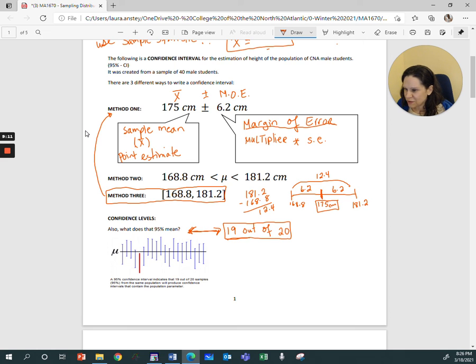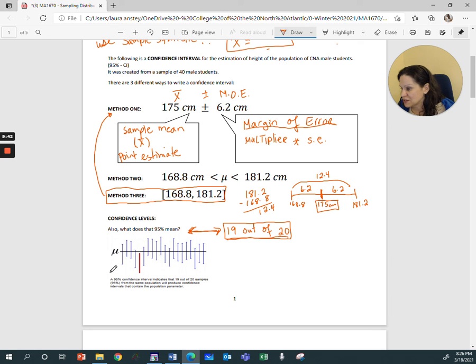Well, why would I write it like this? It basically means that 19 out of every 20 confidence intervals that we create will cover the population mean. One time out of 20, it might not. See how here's the mean that exists. This is the population mean. This confidence interval, yep, yep, yep.